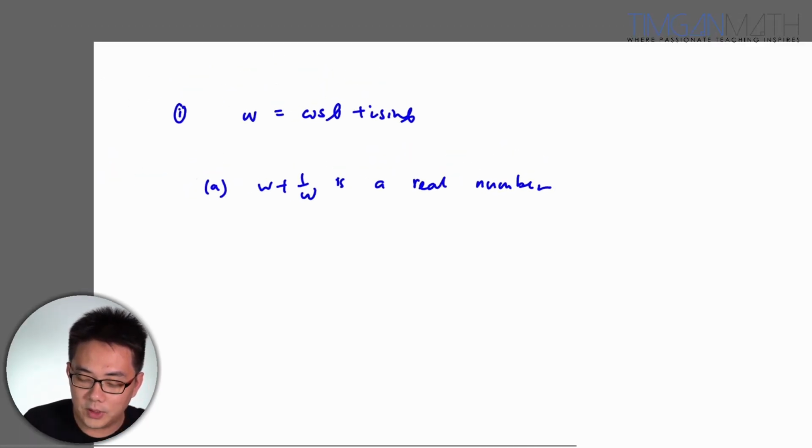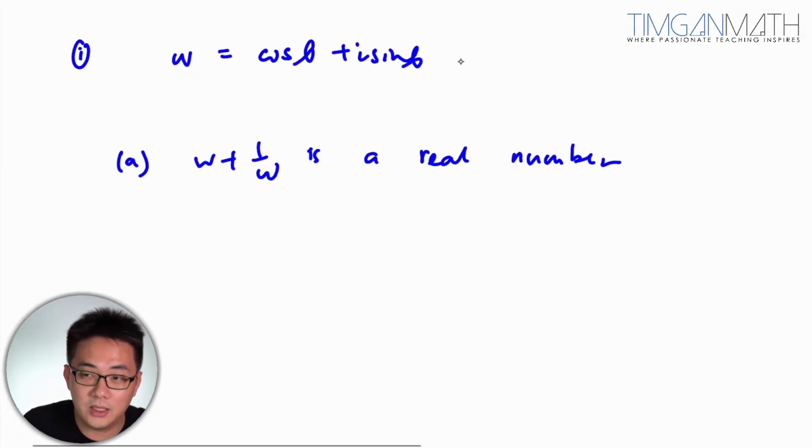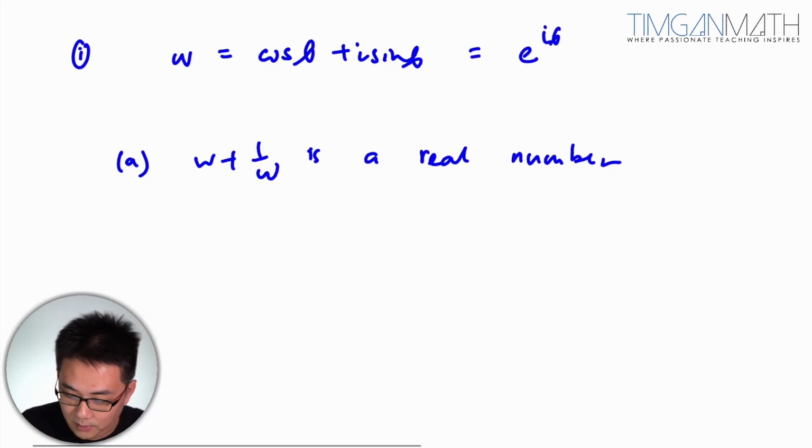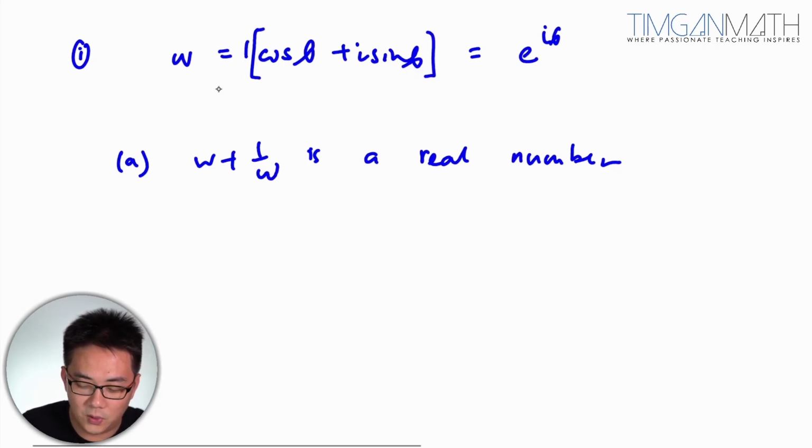Okay, there are a few ways of doing this. So the first thing is you could actually just let w equals e to the i theta, because the modulus of w here is 1. Okay, so you could tell that this is 1 because of this whole thing here, which is 1. So I'm just going to leave this as 1 first. That's the most important part.